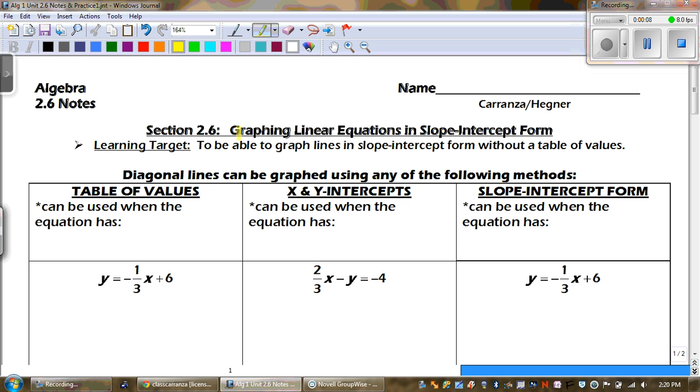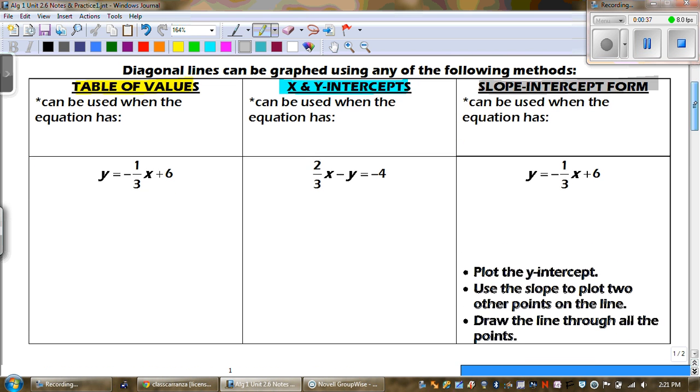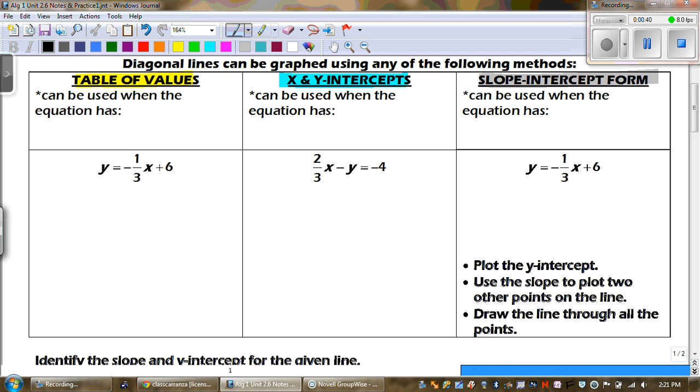Today we're going to be talking about graphing linear equations in slope-intercept form. Our learning target today is to be able to graph lines in slope-intercept form without a table of values. Now, we've talked about two different ways so far to graph a line. One's using a table of values. One's using x and y-intercepts. And today we're going to be talking about slope-intercept form. Okay, so let's go over when to use different versions of it.